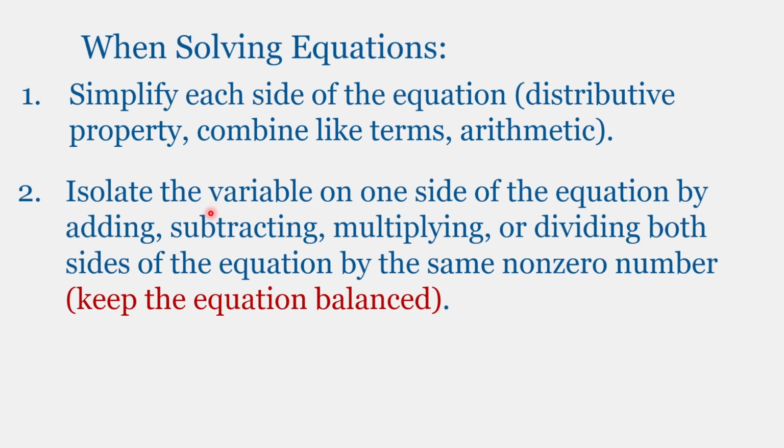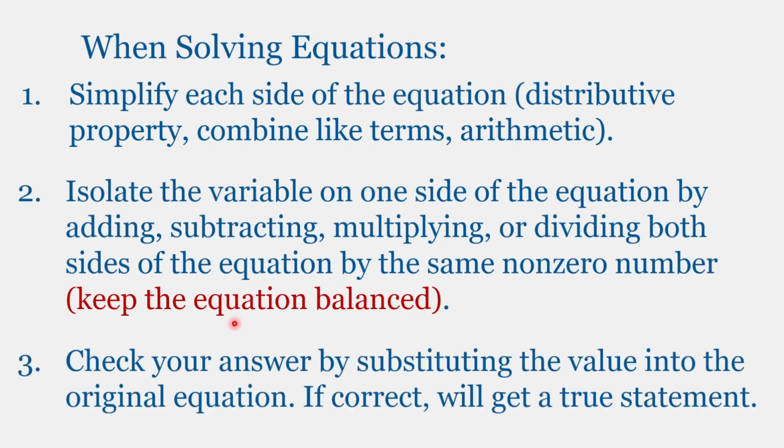The next step is to isolate the variable on one side of the equation by adding, subtracting, multiplying, or dividing both sides of the equation by the same non-zero number. Again, it's critical that what we do to one side, we have to do to the other, because we need to keep the equation balanced. And then finally, you want to check your answer by substituting the value into the original equation. If correct, you'll get a true statement.